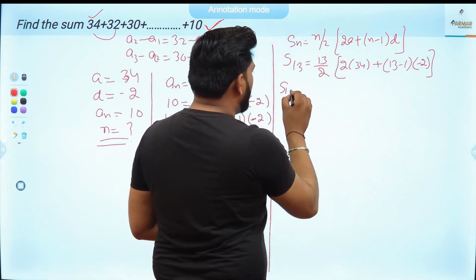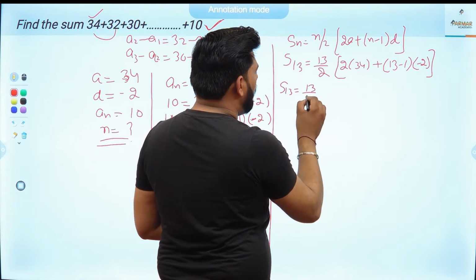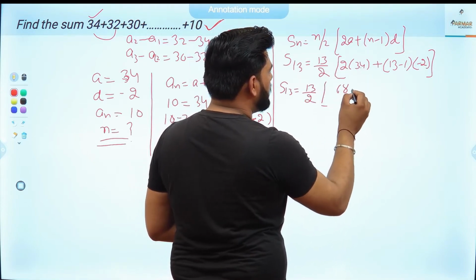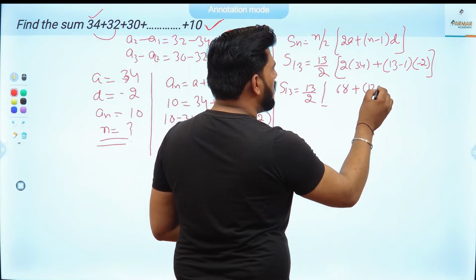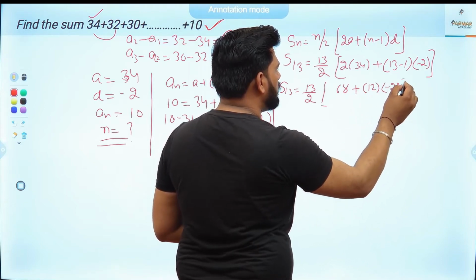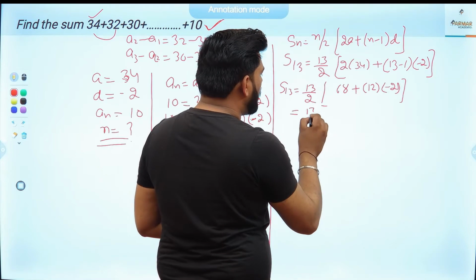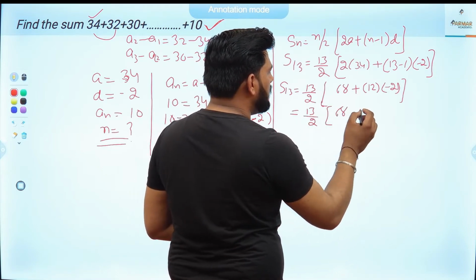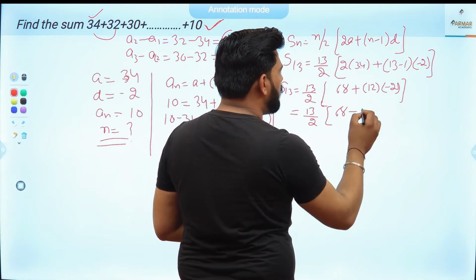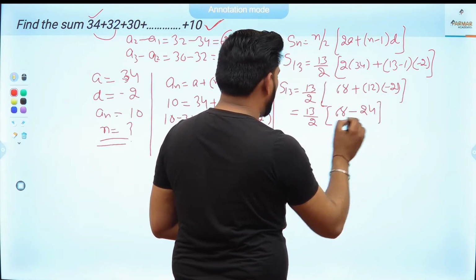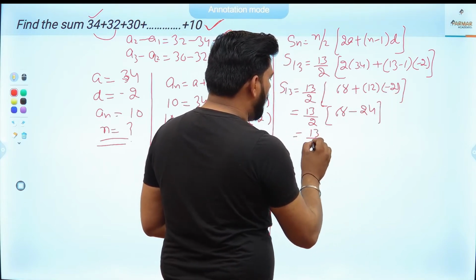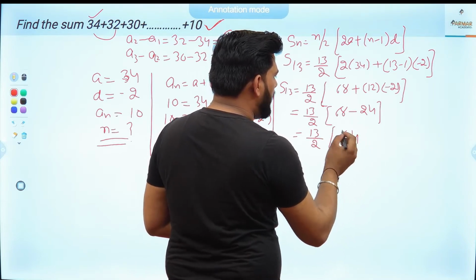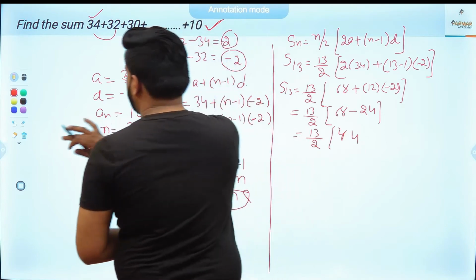Now, 13 upon 2 into (34 twos are 68, plus 13 minus 1, that is 12, into minus 2). That is equal to 13 upon 2 into (68 plus minus 12 twos are 24). That is equal to 13 upon 2 into (68 minus 24), that is 44.